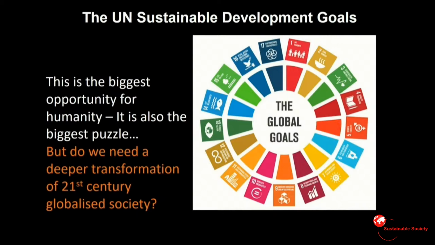So interwoven in all of these are the 9 planetary boundaries. They don't sit there explicitly, but when you unpack them, they are in there guiding many of these development goals. So this is a very big opportunity for us humans. It's a chance really to change the direction in which our society is going. But the real question is, do we really need a much deeper transformation than what we're talking about today if we're going to achieve the SDGs and if we're going to live within the planetary boundaries?